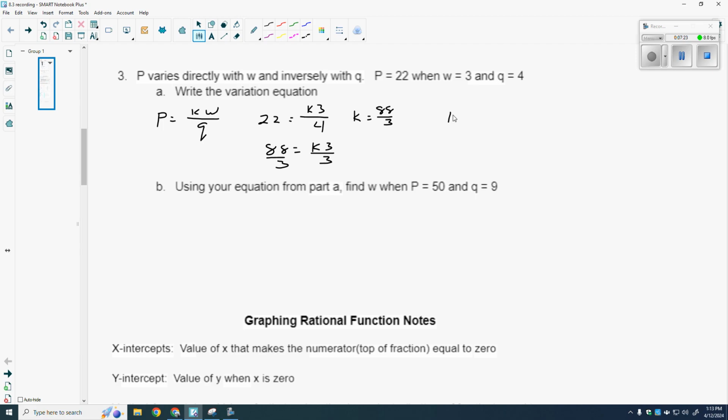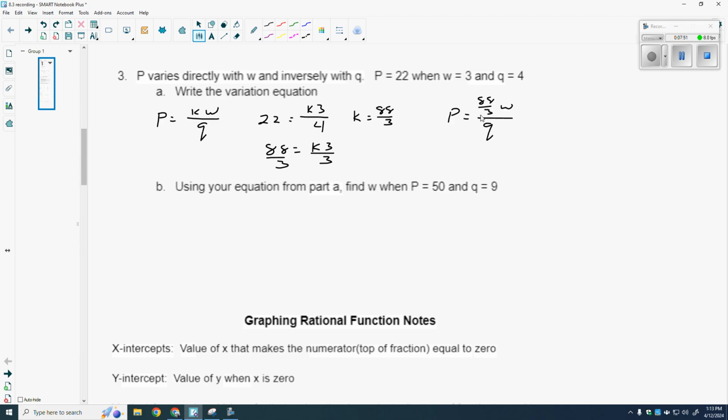Go back to my first equation. P equals 88 divided by 3 W over Q. Now in here, this could say P varies directly with W squared, and they need to put a squared up here. And inversely with Q to the third power, or whatever they say, then you just plug in that exponent depending upon what they tell you. In this case, it was just W and just Q.